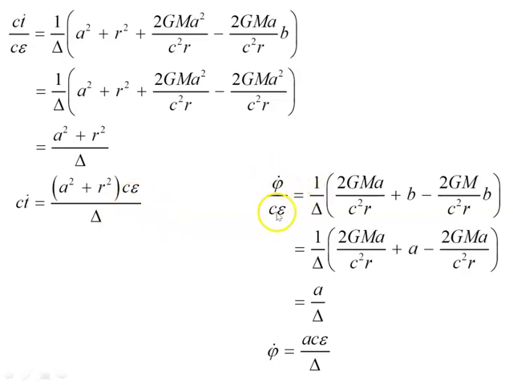And for the phi dot on the c epsilon, we had this. We put in the b here. Now we change b to a. This b becomes an a. It goes up there. This b becomes an a. And then we have here 2GM a on c squared r minus 2GM a on c squared r, so they cancel. And we're left with just a over delta. And then multiply both sides by c times epsilon, so the phi dot, that's d phi d lambda, is a c epsilon over delta. c dt d lambda is this object here.